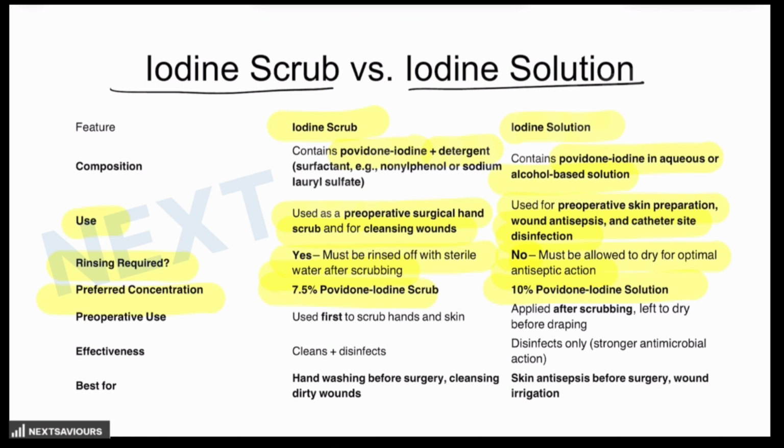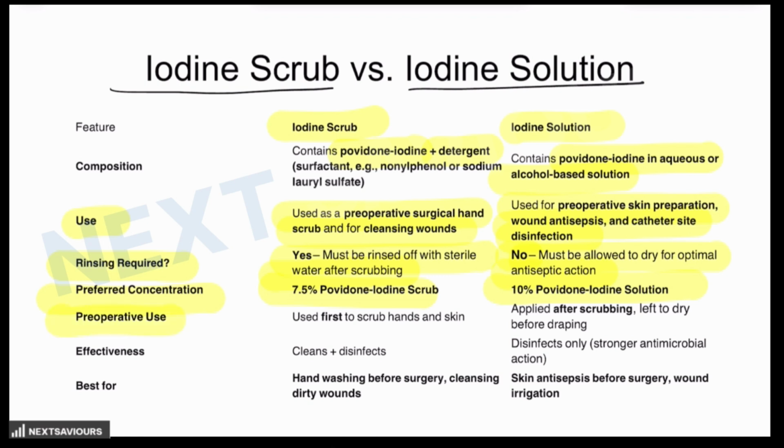Although the concentration depends upon the surgeries, like in orthopedic surgeries or where the possibility of contamination is high or the complications related to infections are high, in those surgical procedures 10% povidone iodine solution is used, while where the possibility of contamination is low, like ophthalmological surgeries and facial surgeries, there 5% could be utilized.